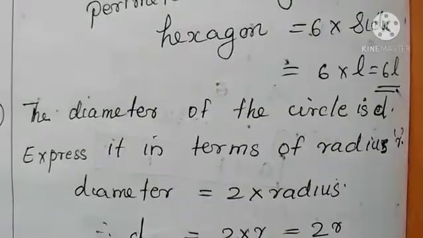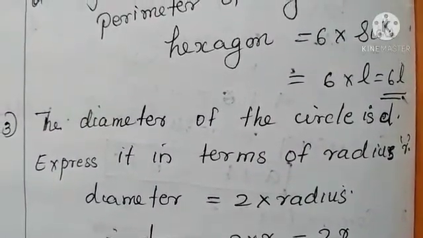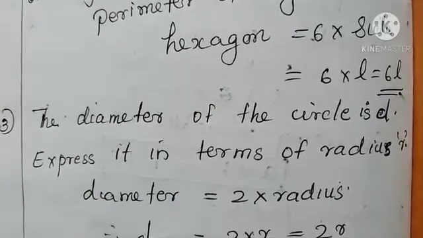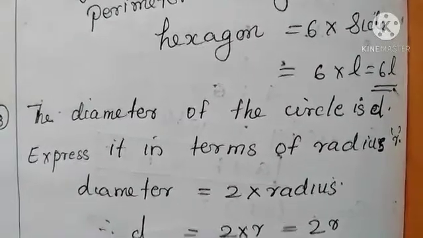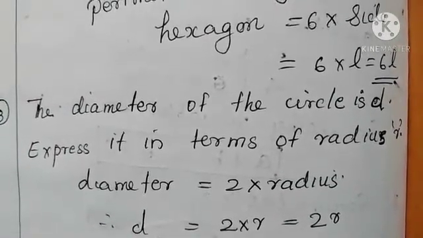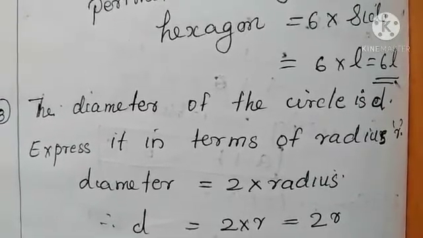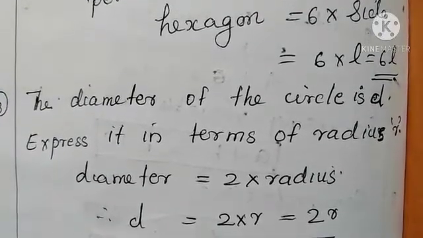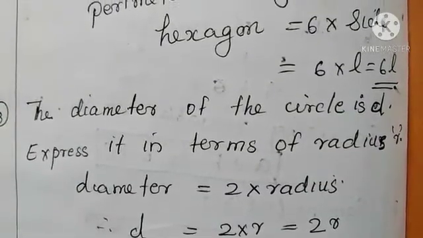Next question. The diameter of the circle is D. Diameter is denoted by D. Express it in terms of radius R. We know that diameter is the double of radius. So diameter is equal to 2 into radius. Radius is R. So we can substitute 2 into R, 2R. Therefore, D is equal to 2R.